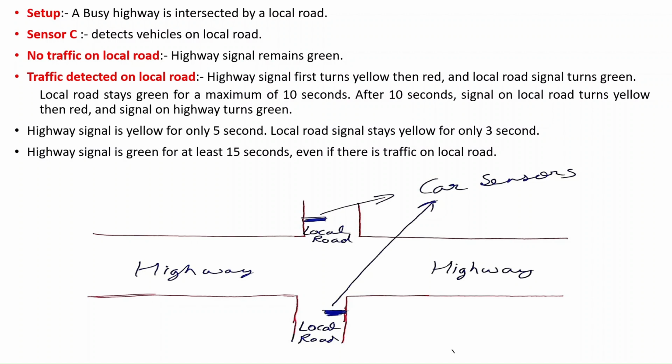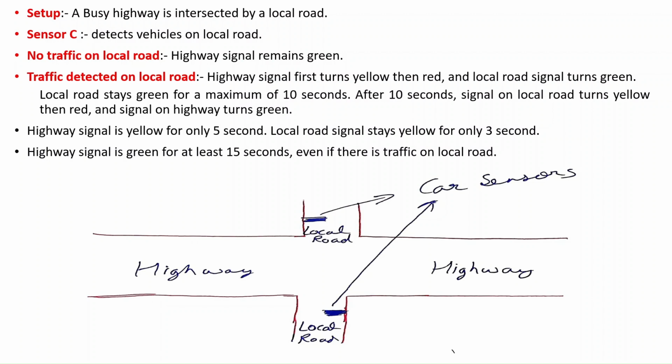If there is no traffic on the local road, the highway signal will remain green and the vehicles on highway can pass. But if there is the traffic detected on the local road, the highway signal will first turn yellow, then it will turn red, and when the highway signal is red, then only the local road signal can turn green. We have also defined the timing constraints.